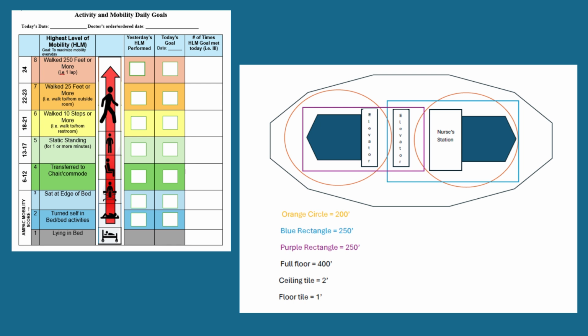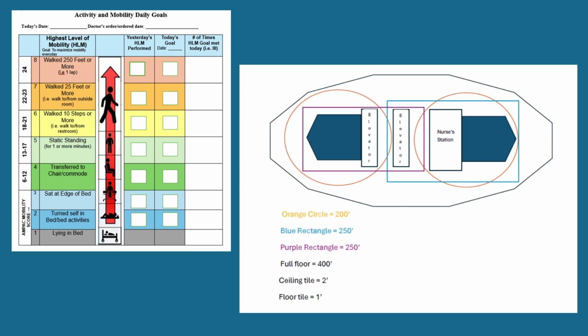This is an example of the mobility daily goals that will be placed in the patient's room. As you can see, it goes from bed rest all the way up to freely ambulating about 250 feet or more. So one really important thing about AMPAC 6 clicks is that we do not hold the use of assistive devices against the patient. If the patient needs to use an assistive device like a walker or a cane, that's totally acceptable, and it does not give them a lower score.